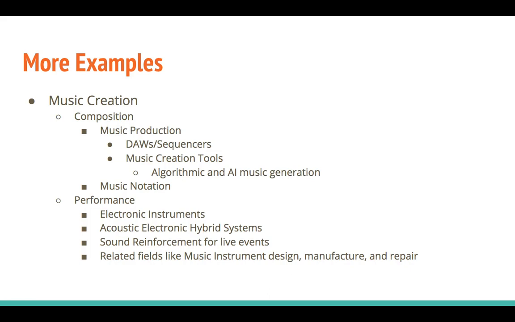Those would also include acoustic electronic hybrid systems. So this might involve adding a microphone to a traditional acoustic instrument, which allows us to then take audio from that instrument and process it in various ways. The most obvious example of this would be the electric guitar. But increasingly, we're finding composers enjoy writing works for traditional acoustic instruments that can be processed in real time.